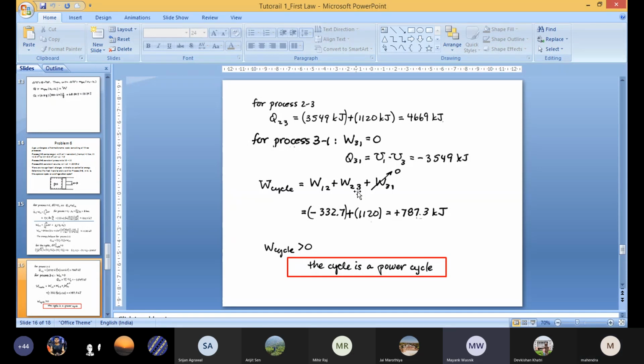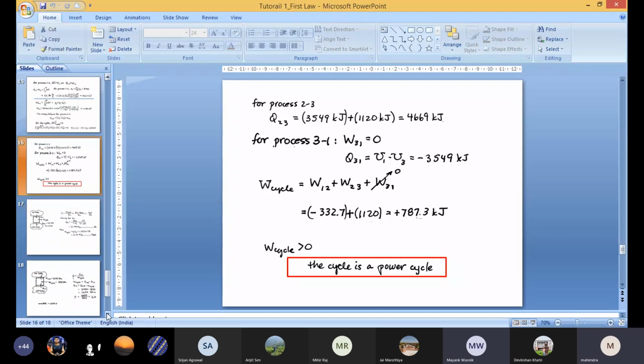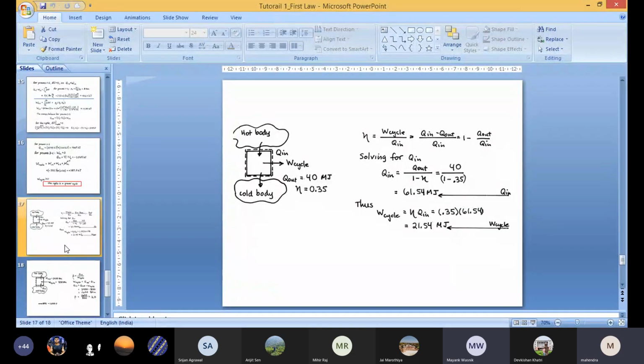In the 3, 1, since it is... okay, a positive value of 787 kilojoules. Since this is a positive value, we are concluding that this cycle is a power cycle. Okay, that is about this problem number 6. Regarding efficiencies and all, those are very simple calculations.